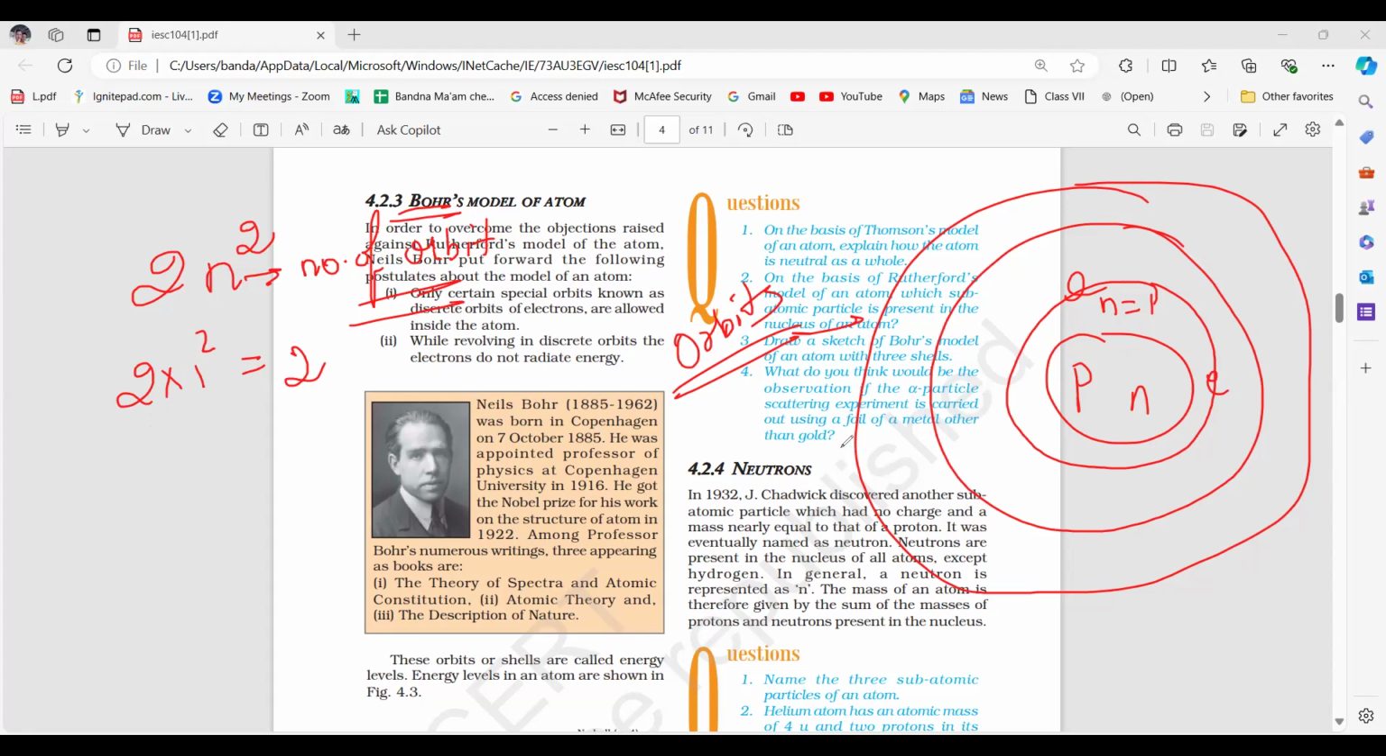Understood here? Now, how many electrons will the second orbit take? So the n value will be what? 2, because we are talking about the second orbit. If we are talking about the second orbit, 2 times 2 squared, which equals 2 times 4, which equals 8. It means the second orbit can hold how many electrons? 8 electrons.